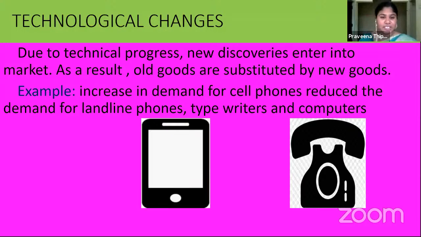An example for this is, children, see, earlier most of us used to have landline phones. Okay. But due to progress in technology, what happened? New cell phones have been introduced. So the landlines are being replaced by cell phones. And in many offices also, people used to use typewriters, but those typewriters are also being replaced by computers. So why has this change come? Due to change in the technology. So demand of a commodity is also influenced by the change in the technology.